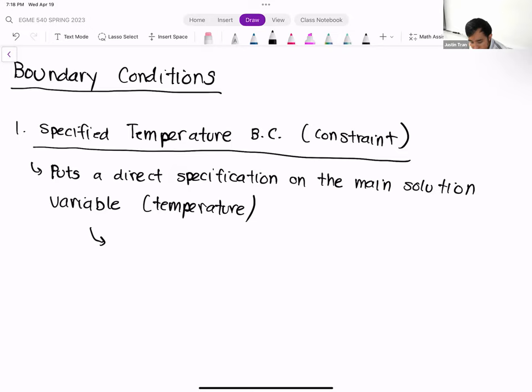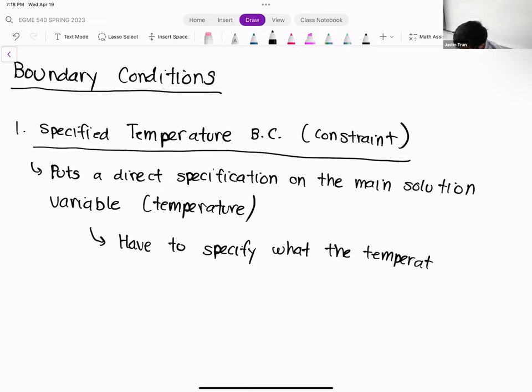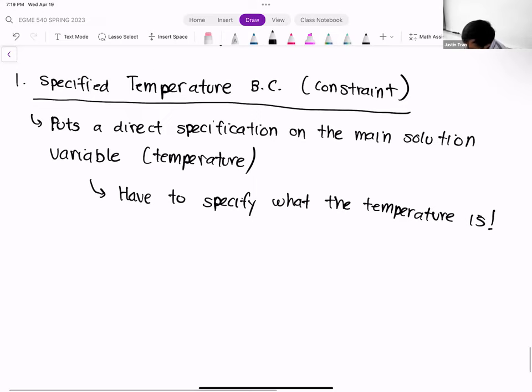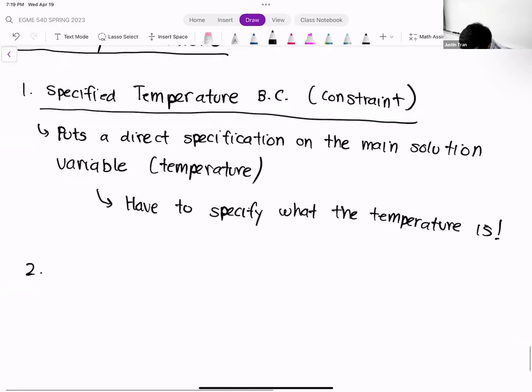But for a specified temperature, you do have to specify what the value is. So I guess in reality, the specified temperature boundary condition is most similar to a displacement boundary condition, where you have to specify values in addition to specifying what section it is going to be applied to. Okay, so that's very straightforward.